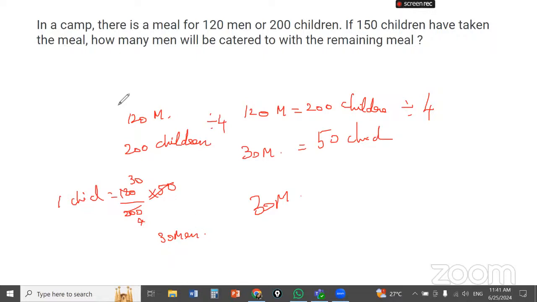So either 120 men or 200 children means the meal, whatever you have, can be consumed by 120 men or 200 children. So both of them consume the same amount of meals only. That's why I have given it as equal. So 50 children are not taking, so this can be given to the men. How many men can we give this food that is not consumed by 50 children? So we have just 200 divided by 4, it is 50. That's equal to 30 men. 50 children is equal to how many men? That is 30 men. The answer for this is 30.